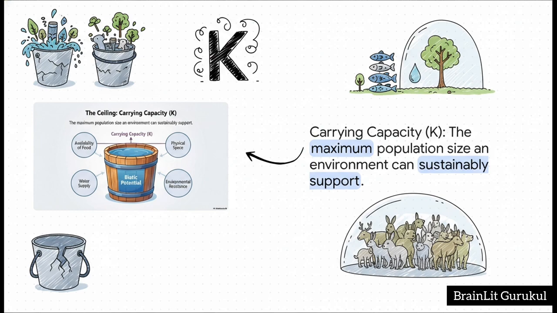This bucket analogy is perfect. Any environment is like a bucket. It can only hold so much water before it overflows. The carrying capacity is the maximum population that an environment can support forever, based on things like food, water, and space.